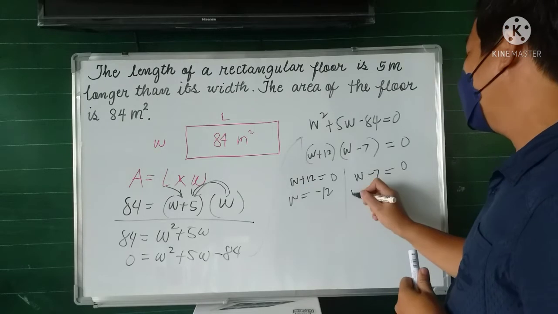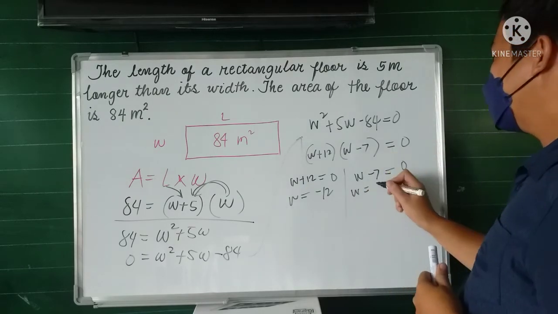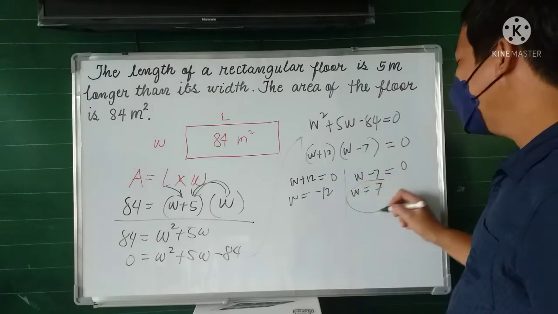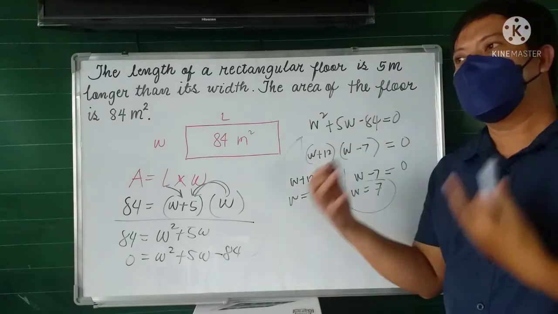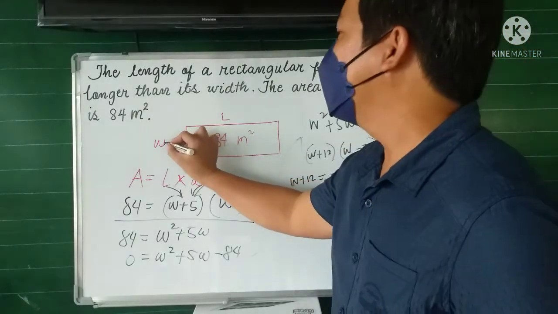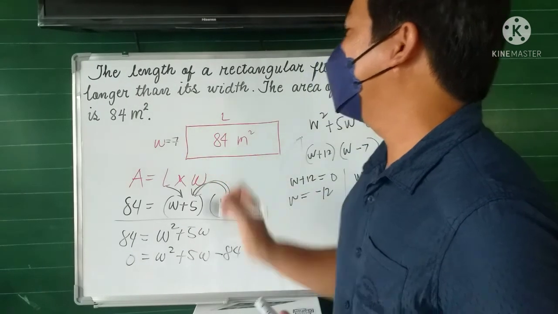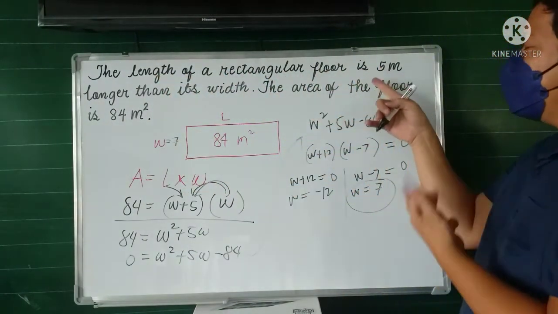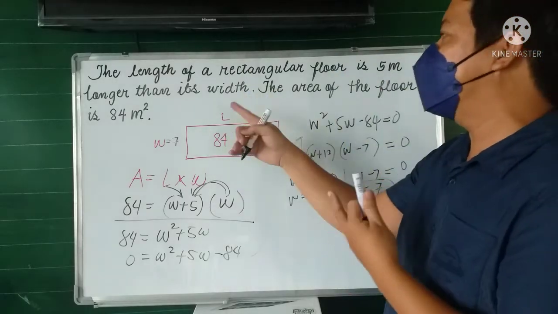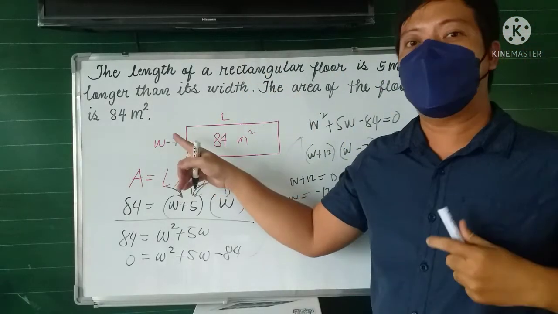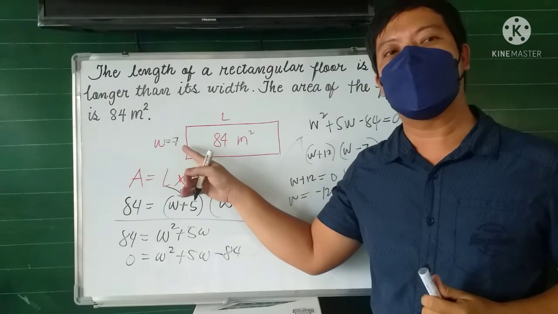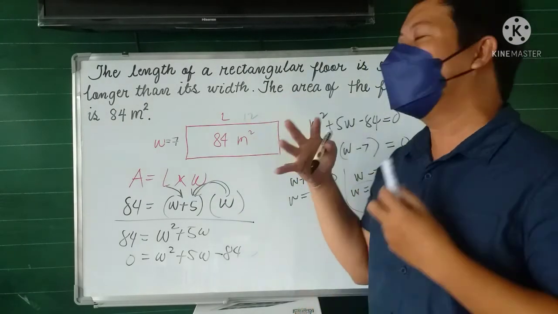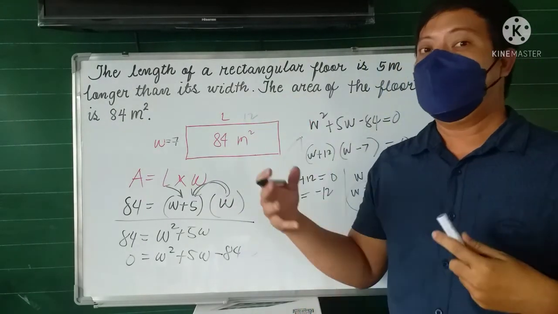Okay, ito naman, W is equal to, lipat sa kanan, magiging positive 7. So ito na ngayon yung, kunin nyo yung positive 7, kasi ang magiging measure ng width natin. Kung ang width natin ay 7, sabi dito, the length of a rectangular floor is 5 meter longer than its width. Dadagdagan nyo ito ng 5 meter. What is 7 plus 5? Okay, it is 12. Now, nakuha na natin ngayon ang dimension ng isang rectangle.